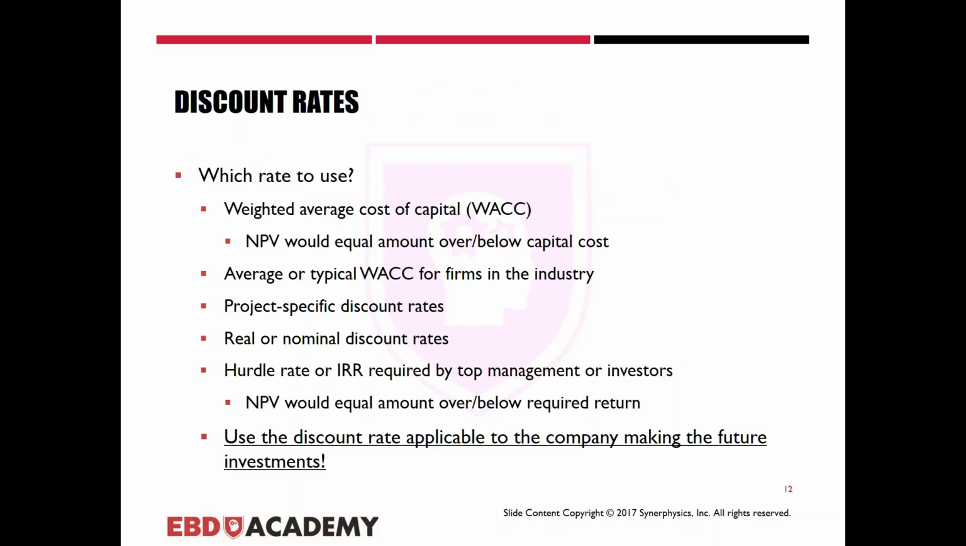Then the last part is discount rate. Which rate do you use? So I'm going to skip all the way down to hurdle rate. This is the rate that is most often used in valuations. And the hurdle rate is basically this: the company in question, they know or they calculate their weighted average cost of capital.